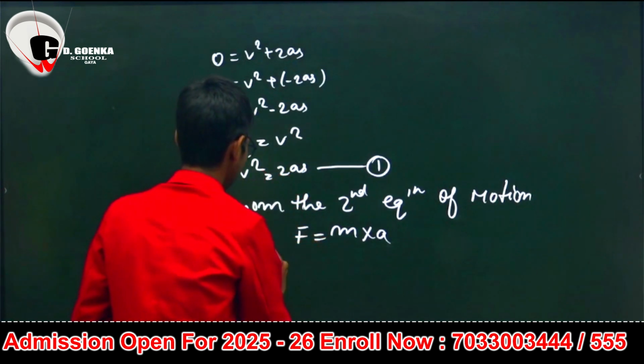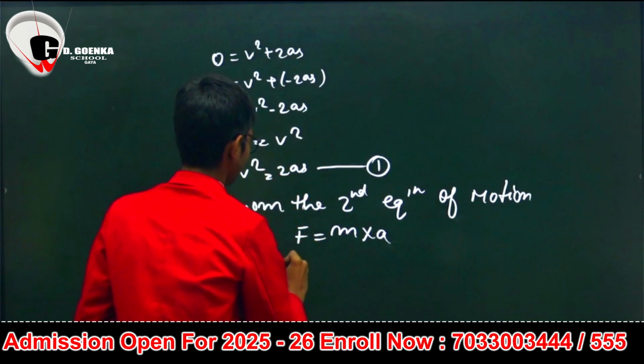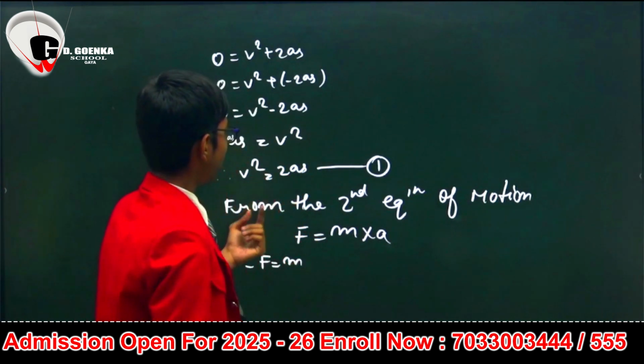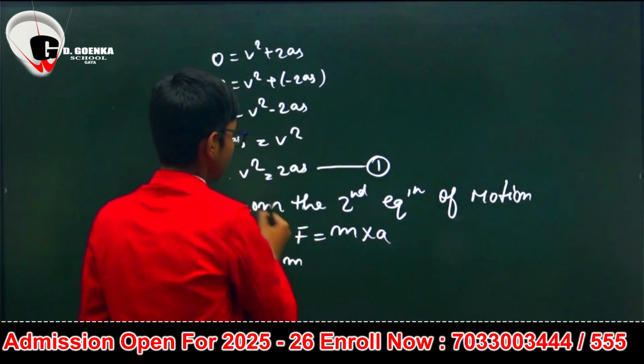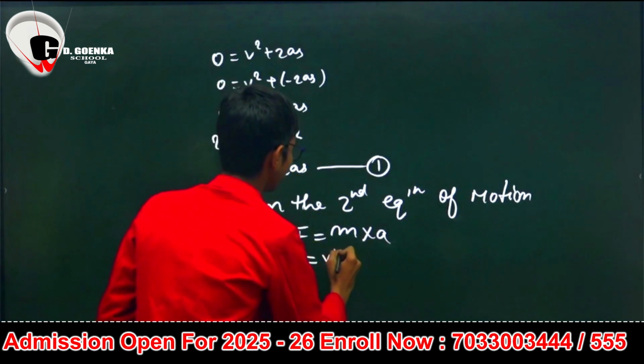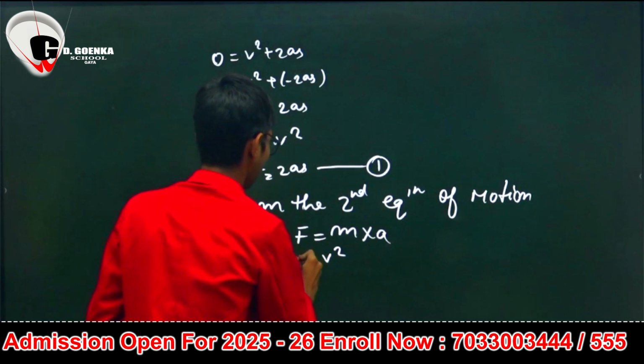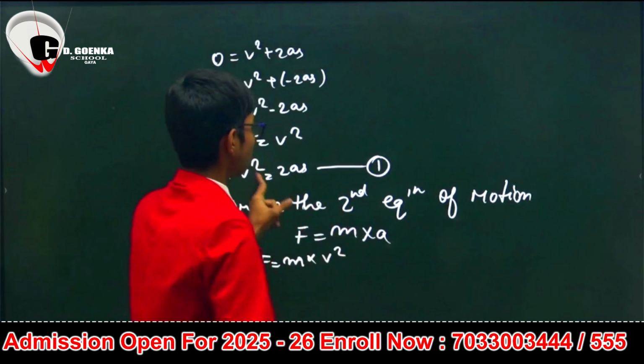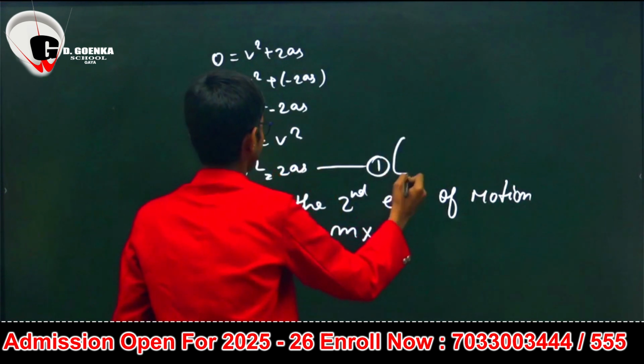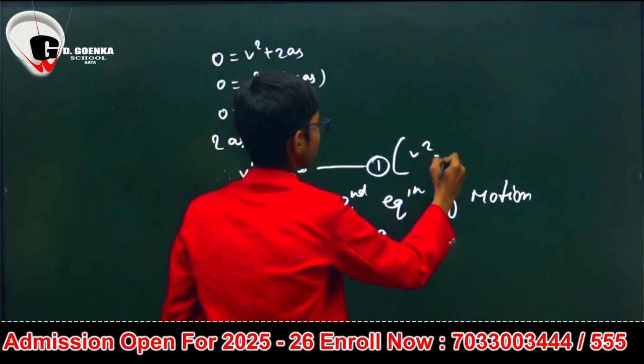So it will be force is equal to mass. So what will be the value of S? This will come over here. So it will be V square. It will not be plus, it will be multiply, because we have to put the value. So what will be the value of A over here? Let's see. It is V square is equal to 2as.